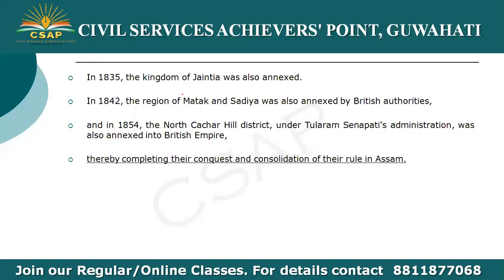Then again in 1835, the kingdom of Jaintia was annexed. In 1842, the region of Matak and Sadiya was also annexed by British authorities. And in 1854, the North Cachar Hills district under Tularam Senapati's administration was also annexed into the British Empire. Thereby, since the Treaty of Yandabo in 1826, it can be seen that the British completed their conquest and consolidation of their rule in Assam by occupying the neighboring kingdoms of the Ahom kingdom.